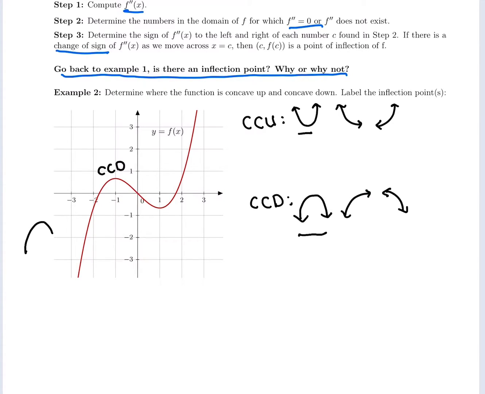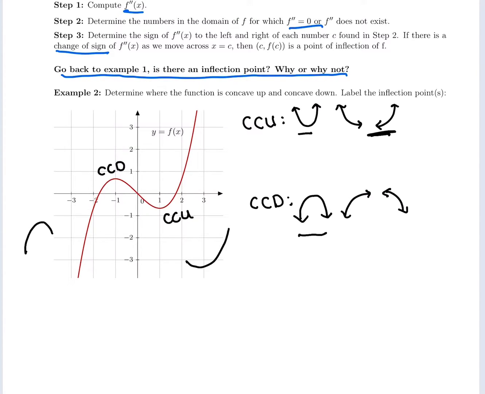And then at some point, it looks like I switched from facing downward to facing upward. This next piece looks kind of like this, which I would say is like having the right side of the U. It looks kind of like that piece there. So I would call this piece concave up.